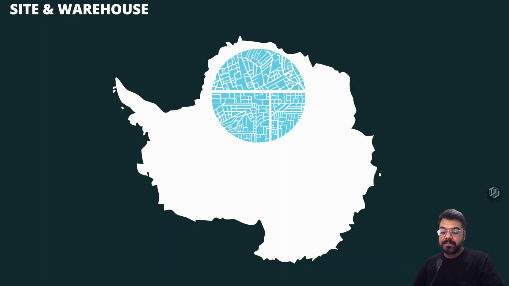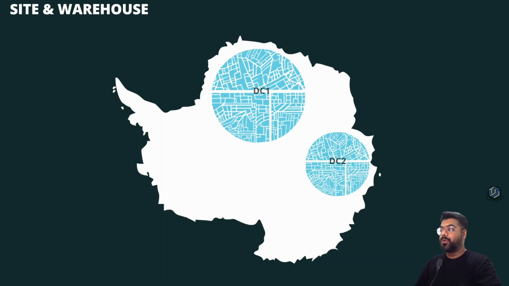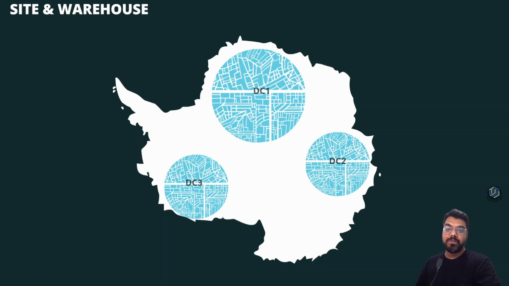So what is a site? A site is a non-tangible thing. It doesn't have an address, and it's not a physical building. It is just a geographical location. For example, the circle that you see in the map is a site in my company, and I name it in the system as DC1, distribution center 1. Likewise, my country or my region could have multiple sites, named distribution center 2, distribution center 3, etc., based on the requirement.